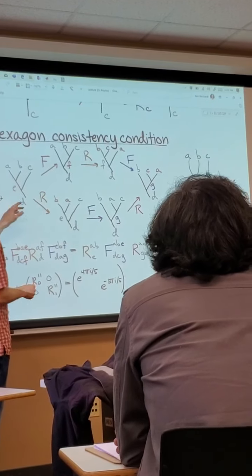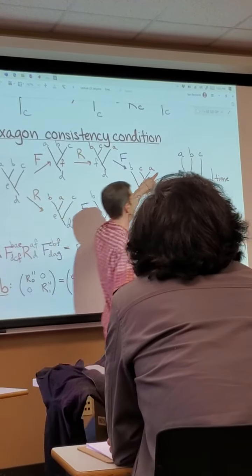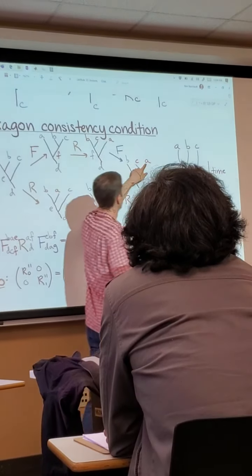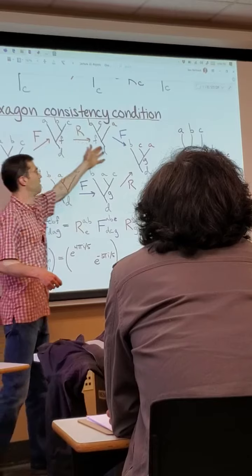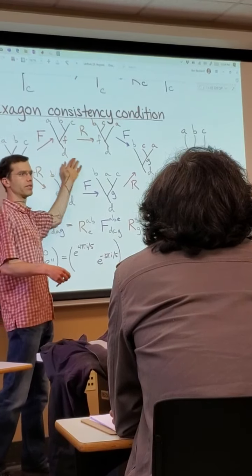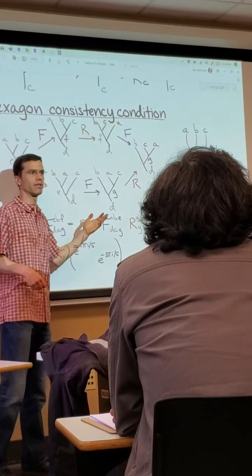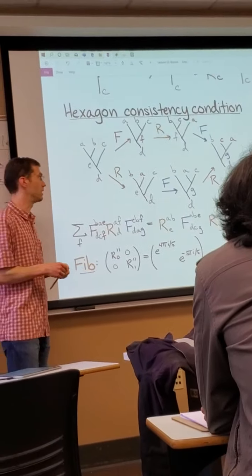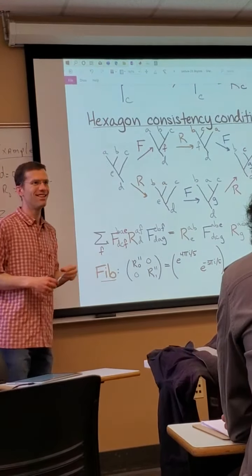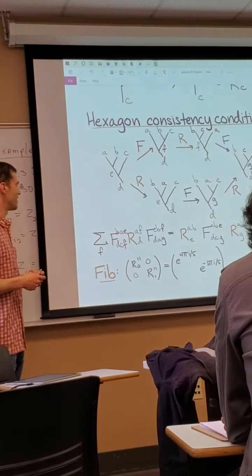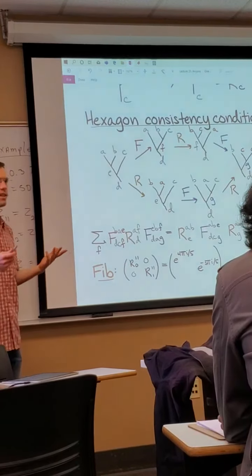Both of these represent the same operation. At the end of the day, I'm moving A to the other side. So I should get the same result whether I multiply the matrices in this order or in this order. That's called the hexagon condition. This is the equation written out with all the indices. It's just another expression that every model has to satisfy.